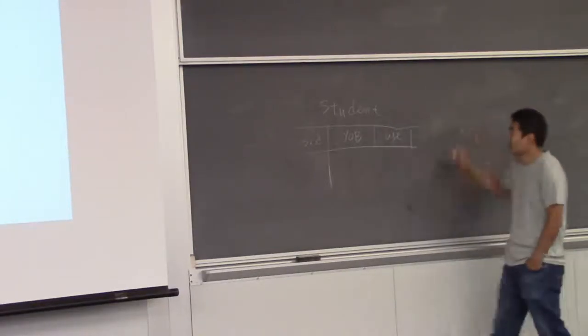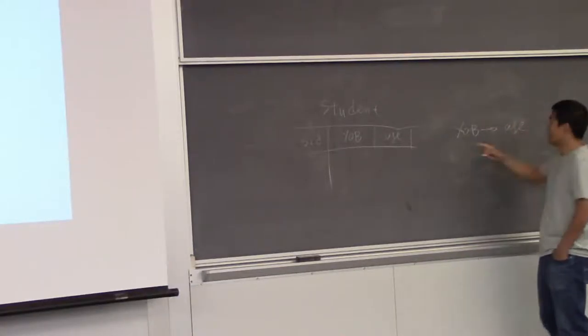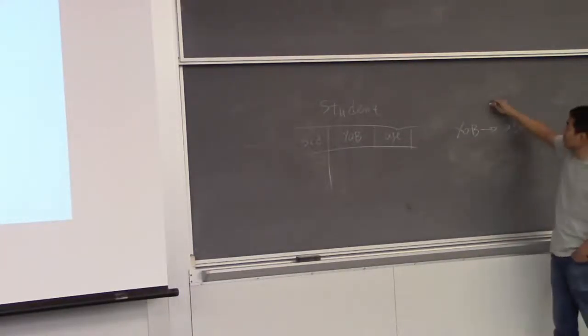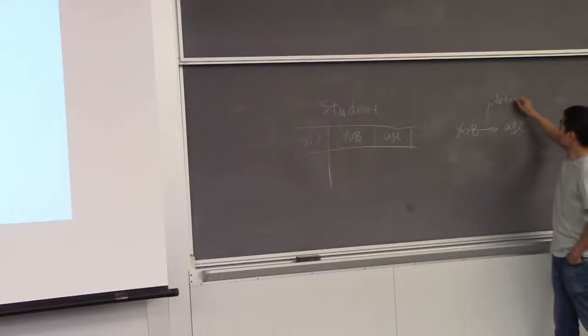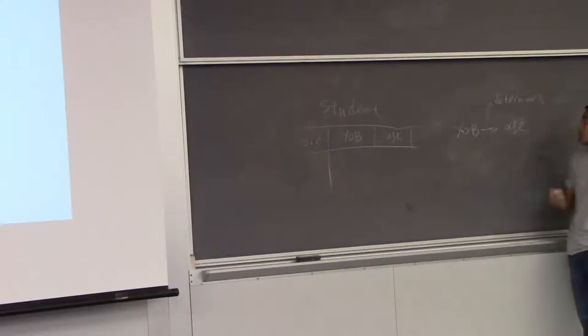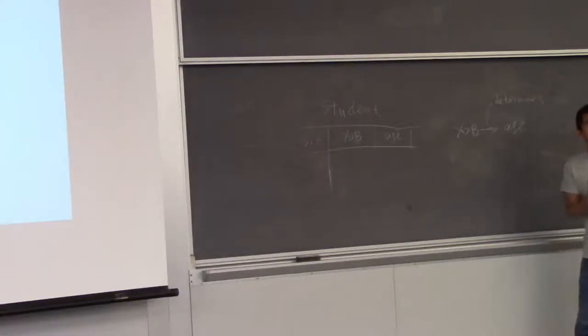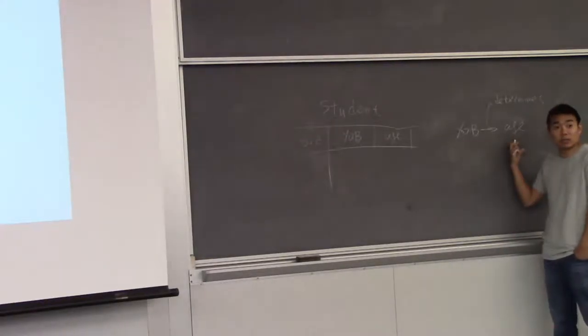Why? Fundamentally because year of birth determines age. Okay? Determines age. You follow me? You use the current year at the time of your query, minus the year of birth, you get the age of the student.